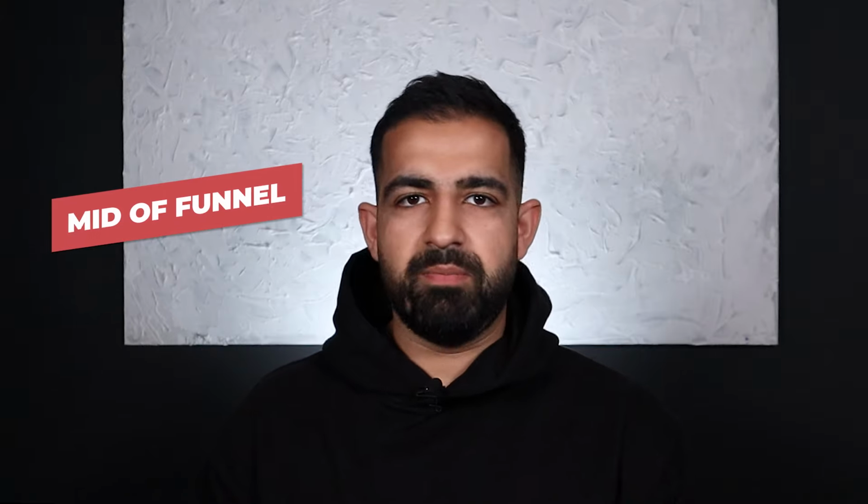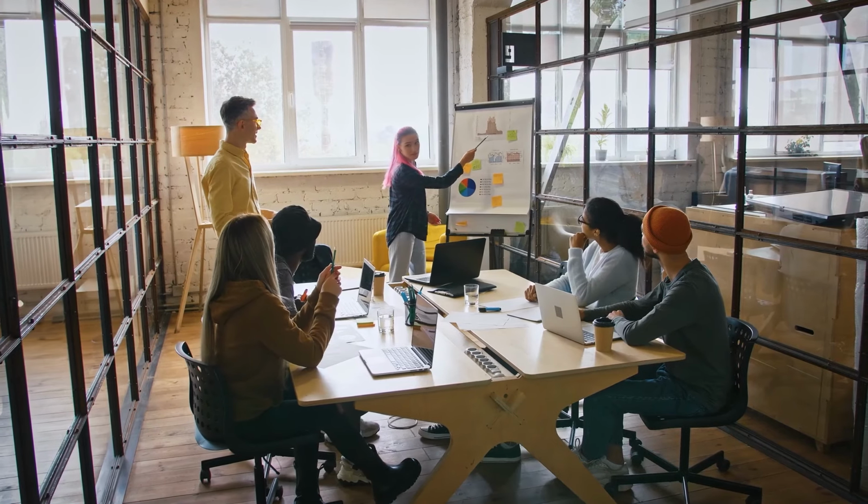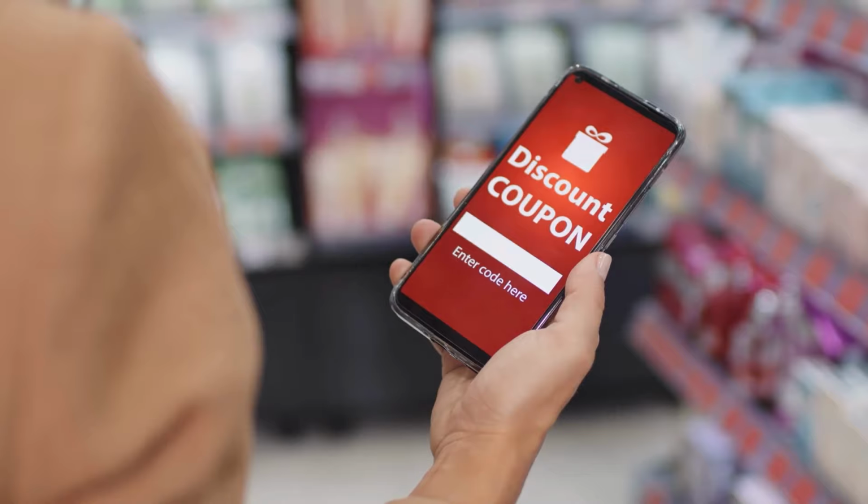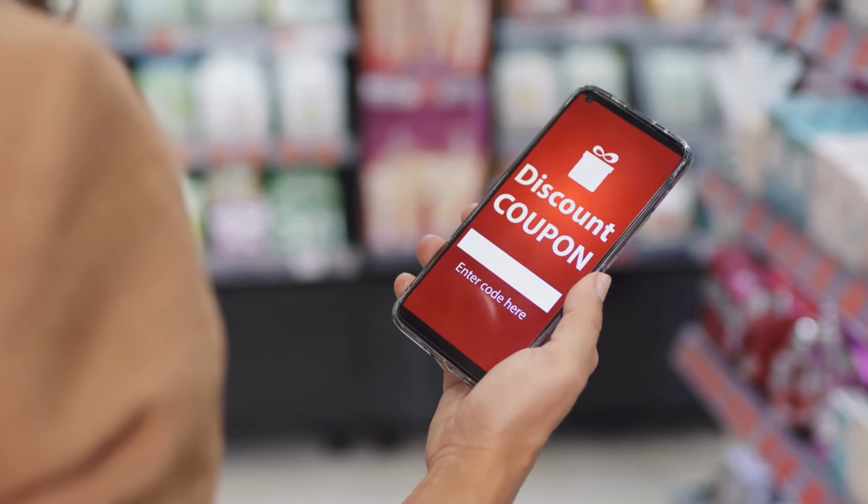Okay, next let's move on to mid of funnel people. And these are people that have probably opted in, they've gone through your free incentive that you've provided. Maybe it's a free training, maybe they've signed up for a discount on your e-commerce store, but for some reason they still haven't purchased. So our goal over here is to, again, bring those people back in, but also now push them towards the purchase.